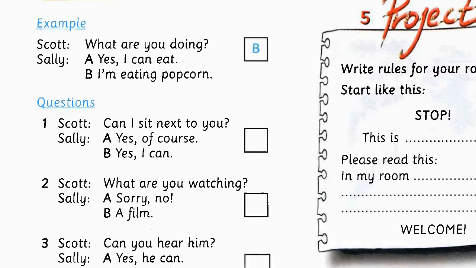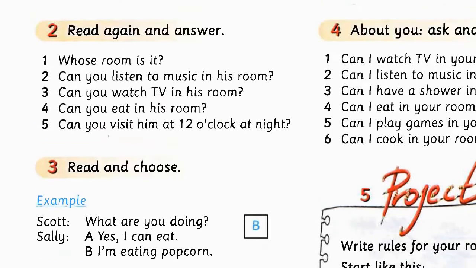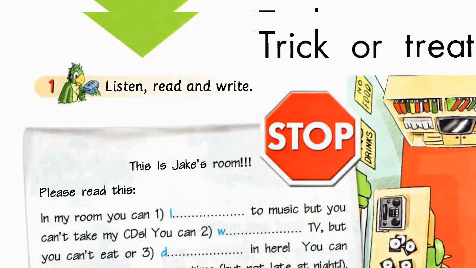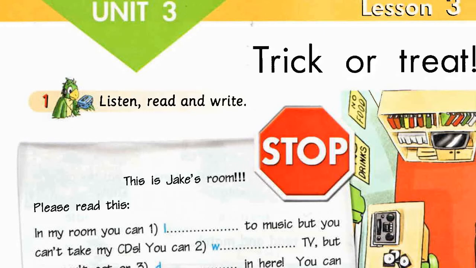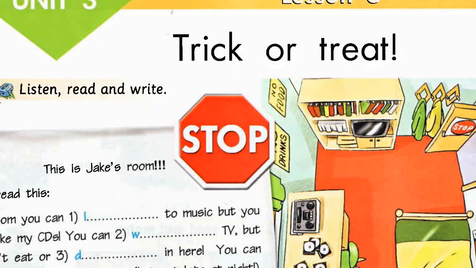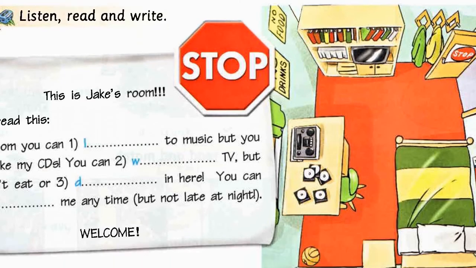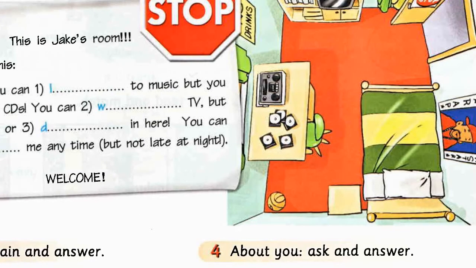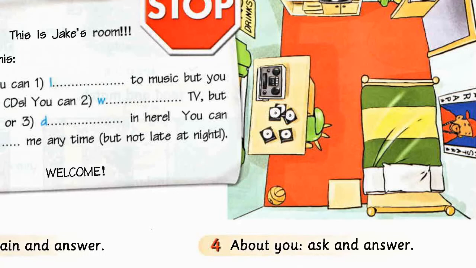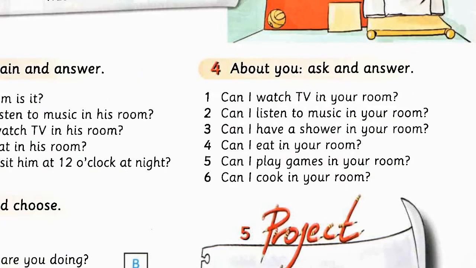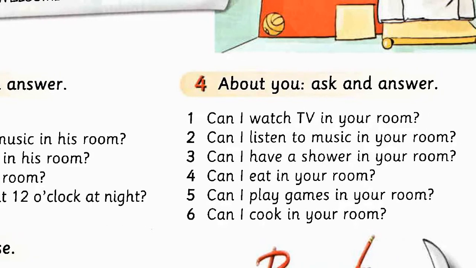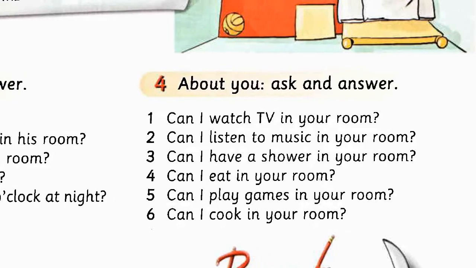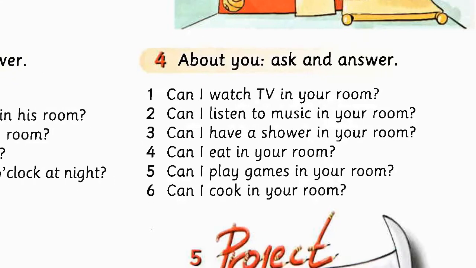Okay, so today we started Unit 3. In Unit 3, we work on using the modal verb can. Yes, I can. No, I can't. We practice writing negative and positive sentences, and also questions. Okay, let's go to exercise number 4. In number 4, the title is About You. Ask and answer. Okay, that's a really good question.